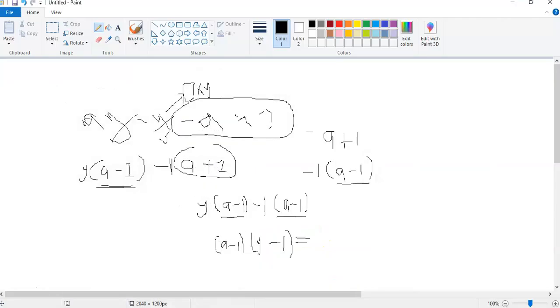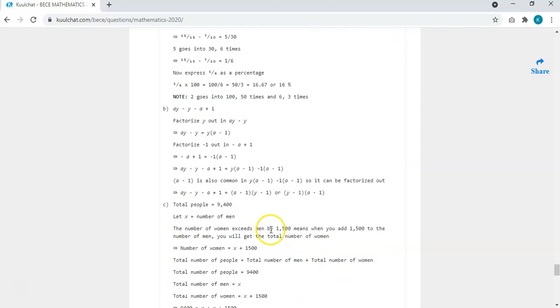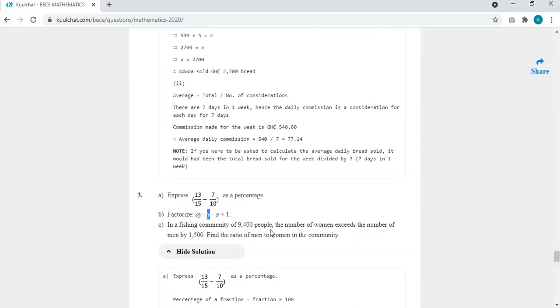So as you can see, A minus 1, Y minus 1. Or you can change the order. The same thing. Now we move on to C. It says in the fishing community of 9,400 people, the number of women exceeds the number of men by 1,500. Find the ratio of men to women in the community. So to find the ratio of men to women, you have to find how many people are women and how many people are men.